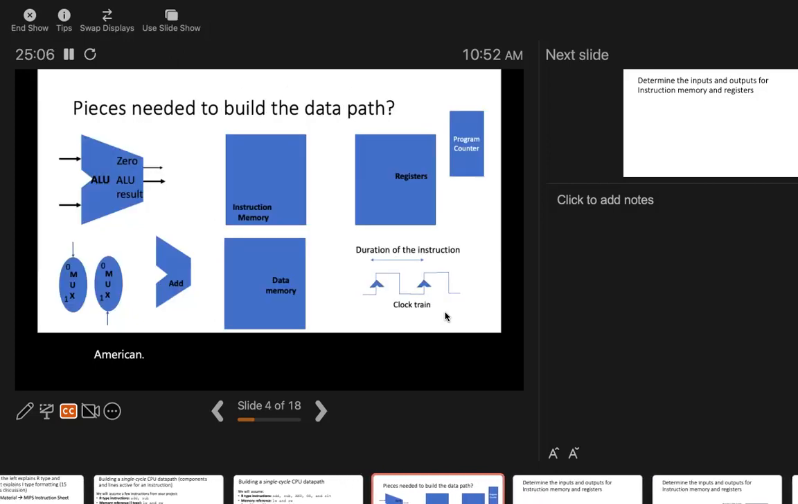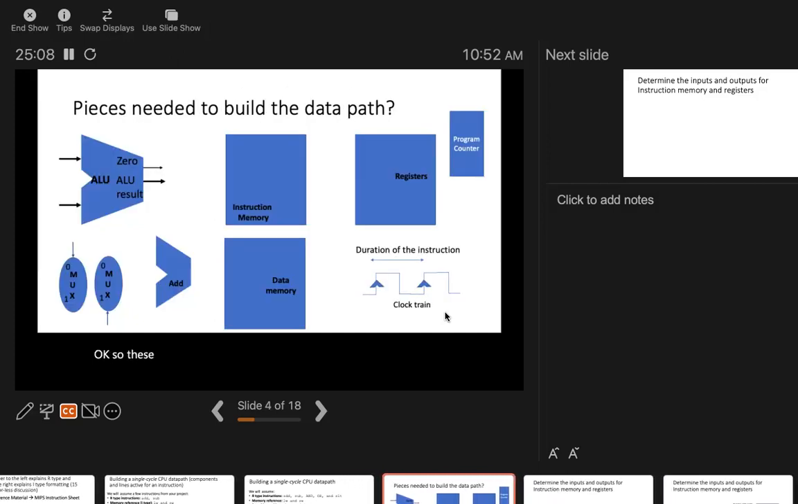Okay. So these are the components, right? You have ALU, you have adder, you have standalone adder, you have instruction, you have data memory, you have register, you have program counter, and a clock tree. Now, clock will be implicit, so we will not be drawing a clocking unit, right?